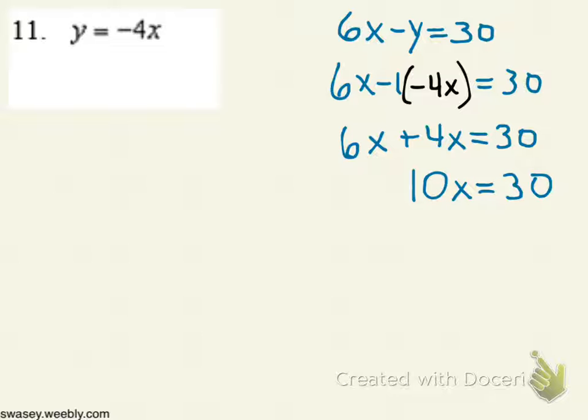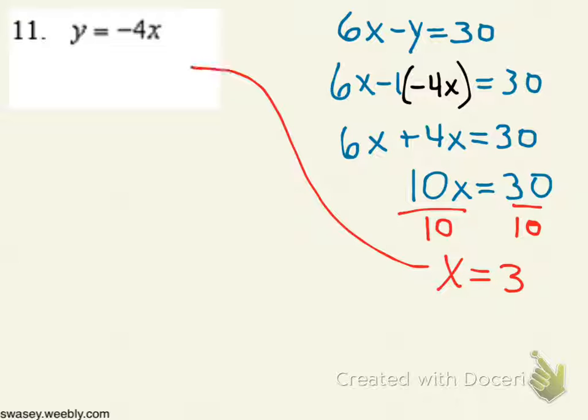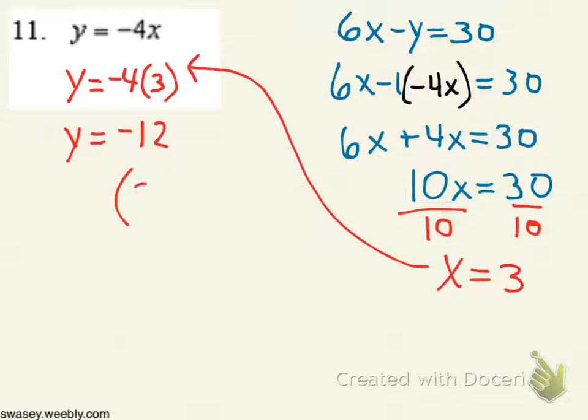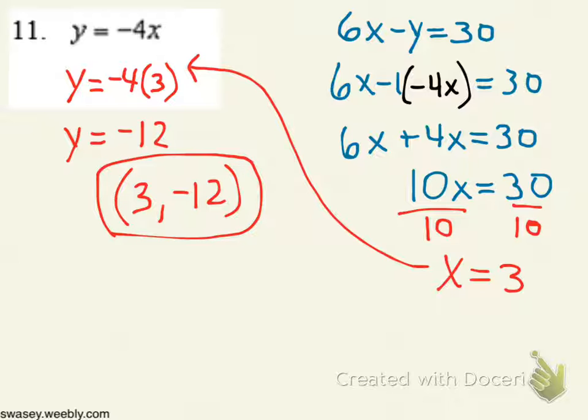To get rid of multiplying by 10, divide by 10. And so x is 3. We figured out what x is. Now we're going to plug that in to find y. So y equals negative 4, and then instead of x, put 3, multiply, you get negative 12, and so we have an ordered pair, 3, negative 12. These are intersecting lines, they intersect at the point 3, negative 12.